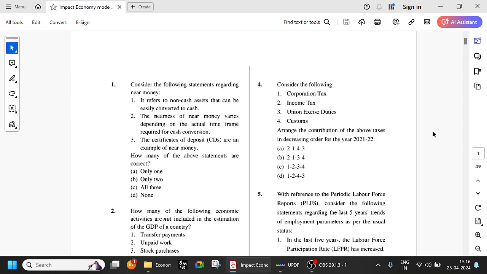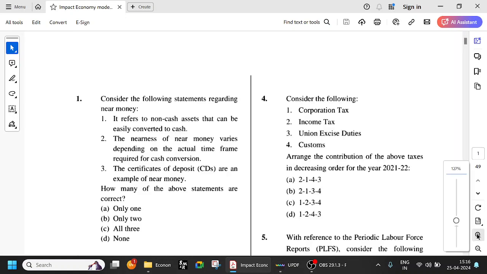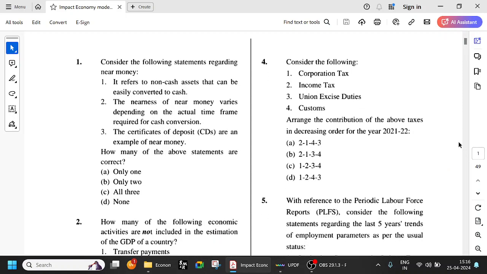Consider the following statements regarding near money. It refers to non-cash assets that can be easily converted to cash. The nearness of near money varies depending on the actual time frame required for cash conversion. The certificates of deposits are an example of near money.